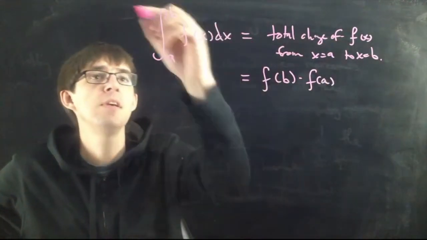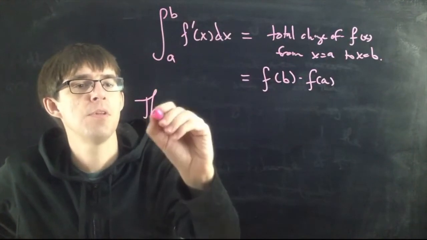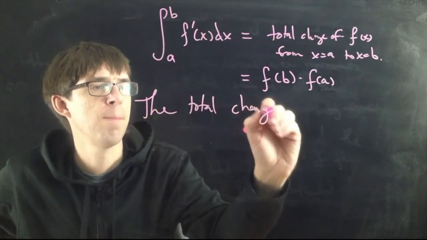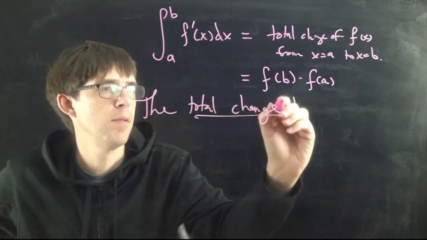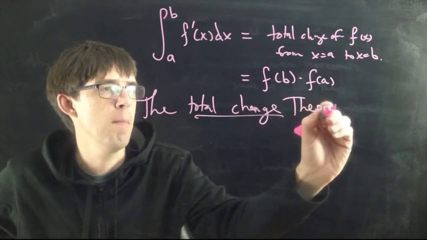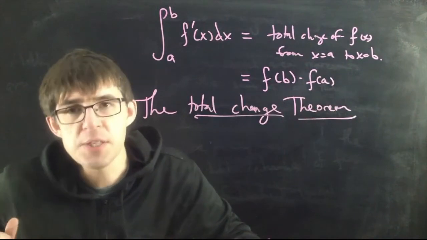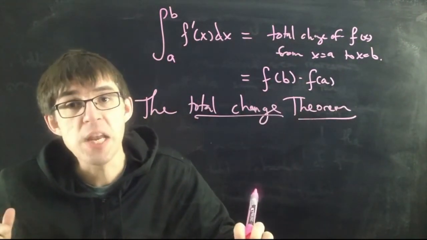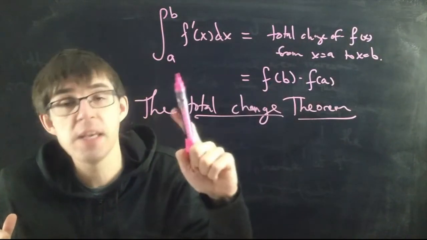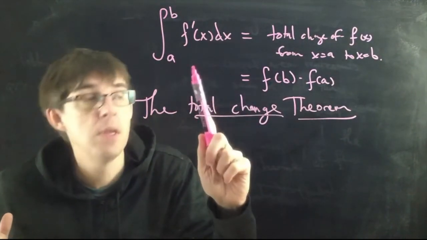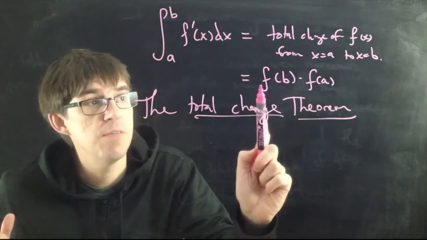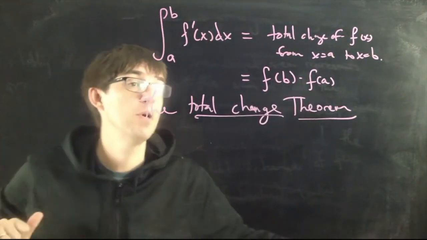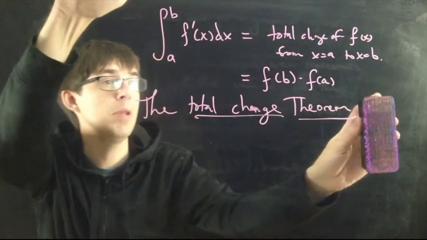Okay? This here has a name in our book. This is called the Total Change Theorem. All right? This is the relationship between the definite integral and something about change in the real world. It says the definite integral of the derivative equals the total change of the original function. This is quite useful in the real world. Let's try an example.